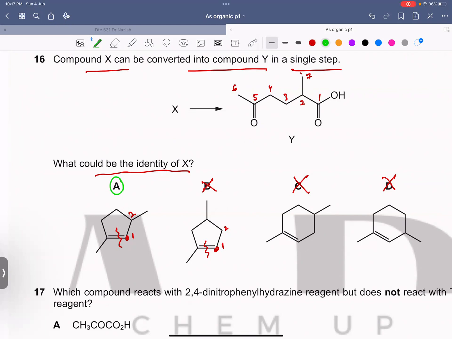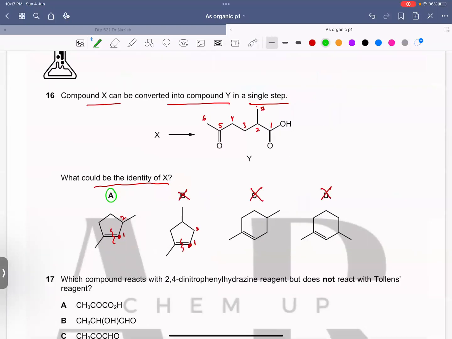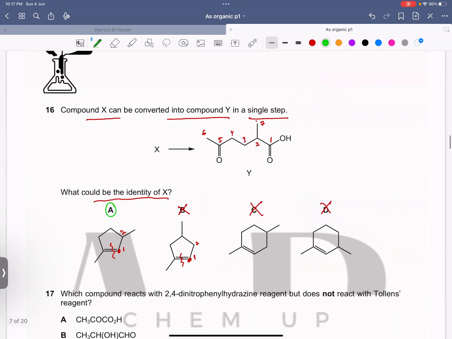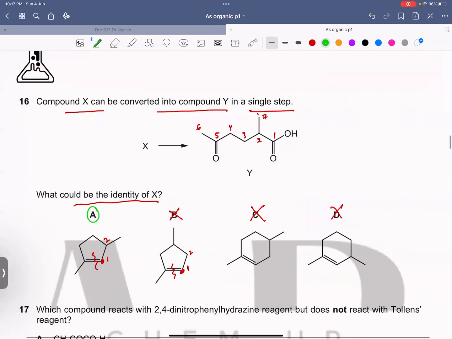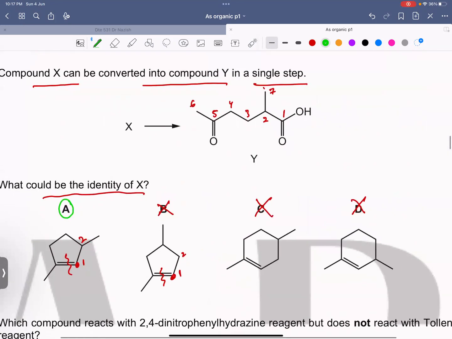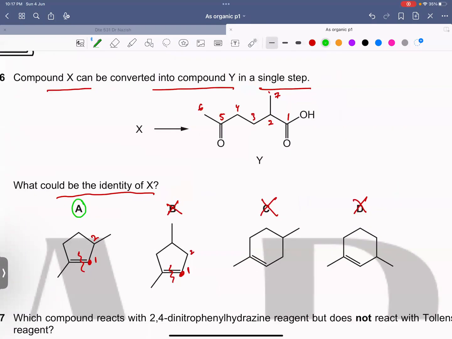Okay. Is this clear? I marked B wrong because when the molecule is broken down from the double bond, the carbon on the right would form carboxylic acid, and the carbon next to the carboxylic acid doesn't have a branch, but Y has a branch on the second carbon, the carbon next to the carboxylic acid. That makes B wrong, and A is our correct answer.